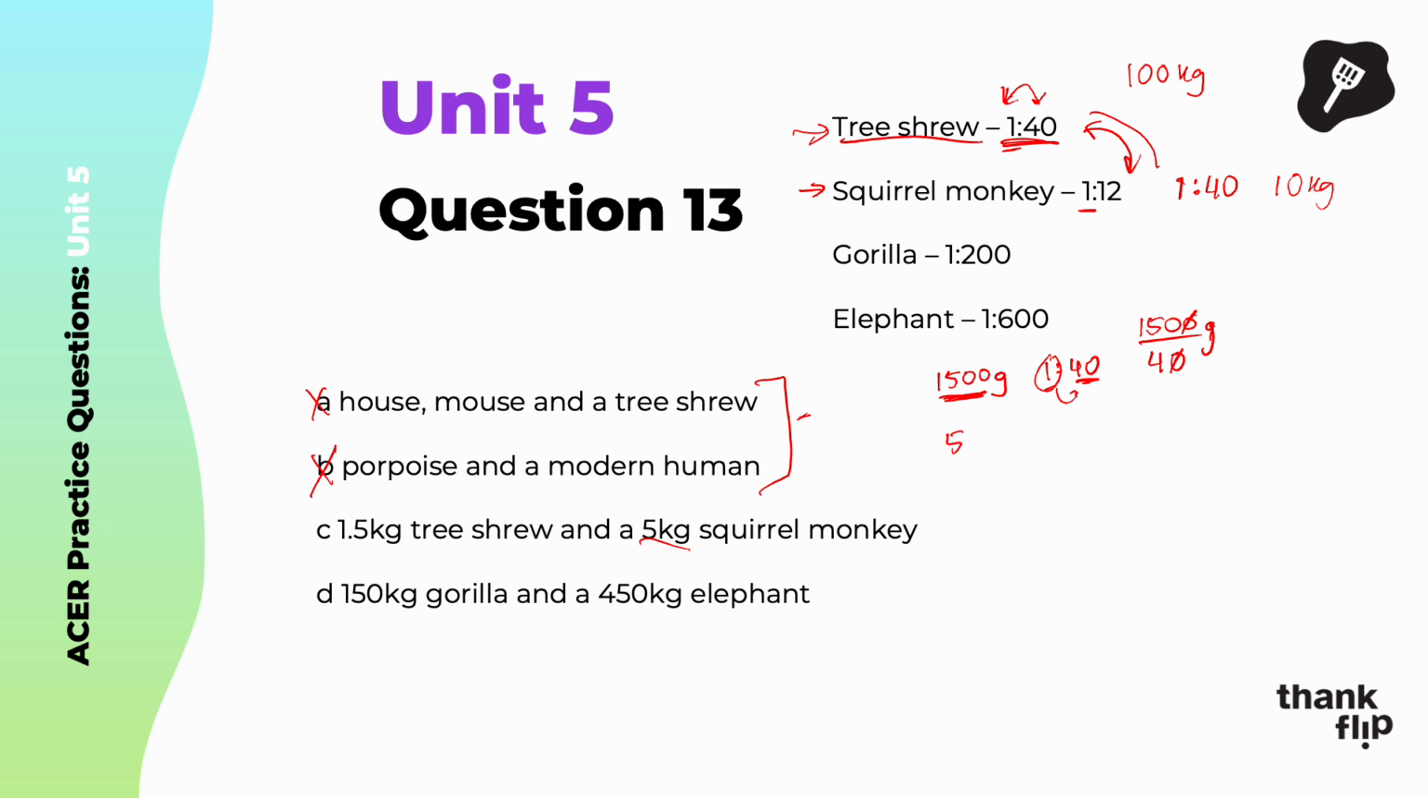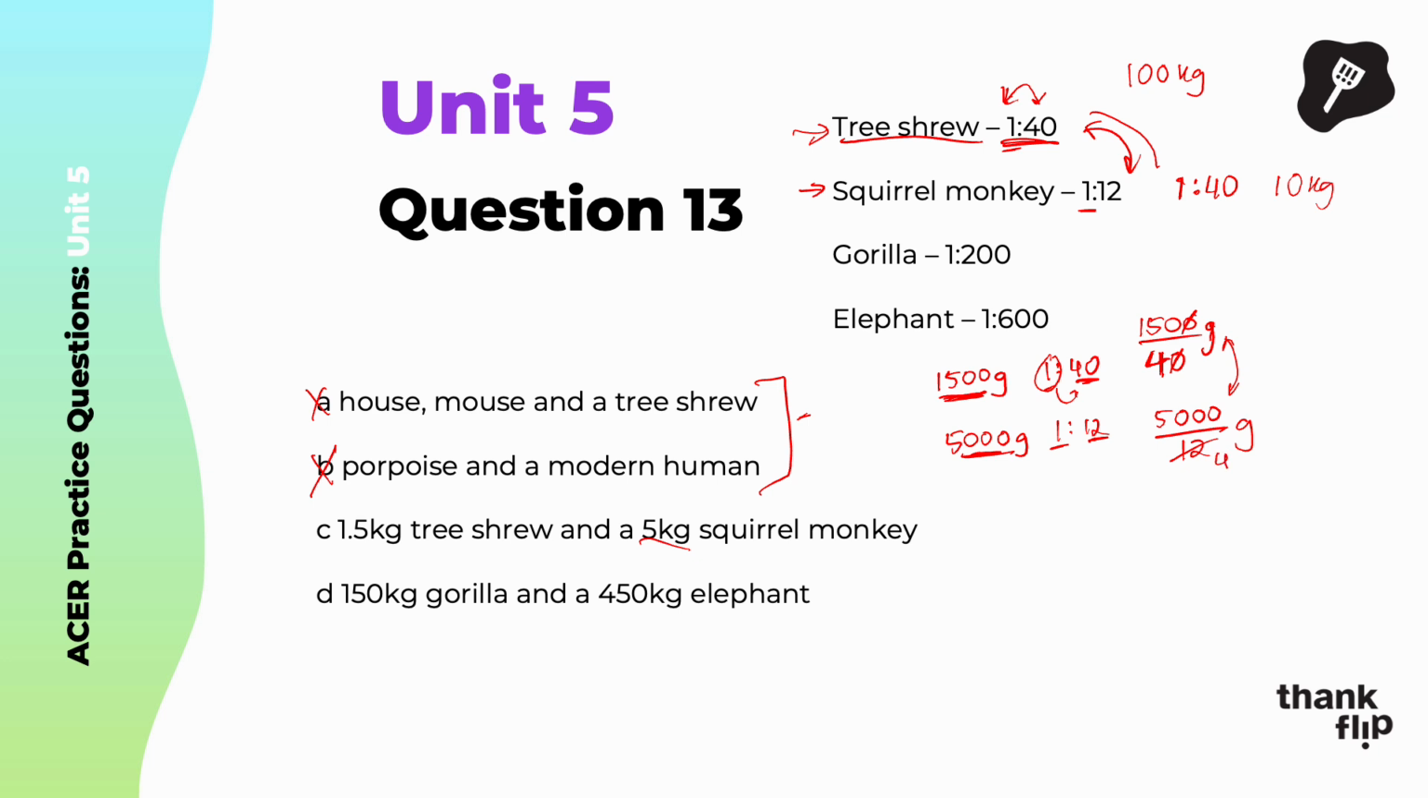Then moving on to the 5 kilogram squirrel monkey. Because we're comparing the two values, I'm going to make sure they're in the same units, and the ratio is 1 to 12. Same thing as before, we want to divide this value by 12 in order to find the brain value. So we have 5,000 grams divided by 12. Something we can notice here is that 4 is a factor of 12. If I divide 12 by 3, I'll get 4.